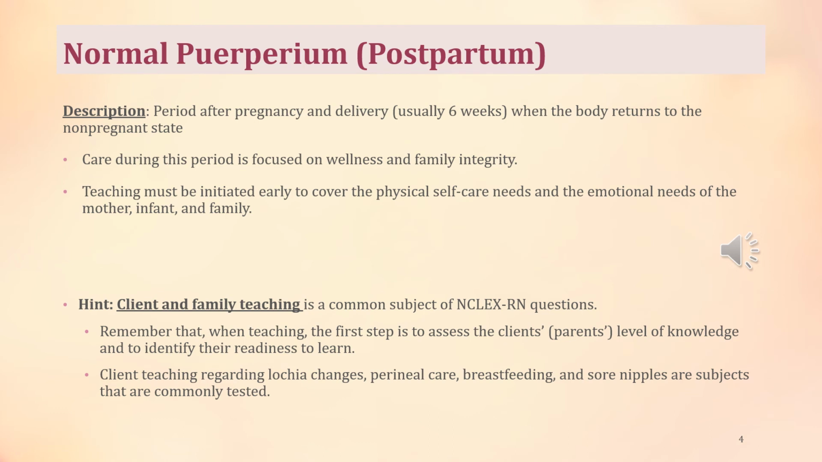All right, so we're going to talk about the normal postpartum period. So this is that period after pregnancy and delivery. It lasts about 6 weeks. It takes the body about 6 weeks to return to a non-pregnant state. Everything has to switch from being pregnant for 10 months to now I have to immediately switch into a new state, which is that postpartum period.